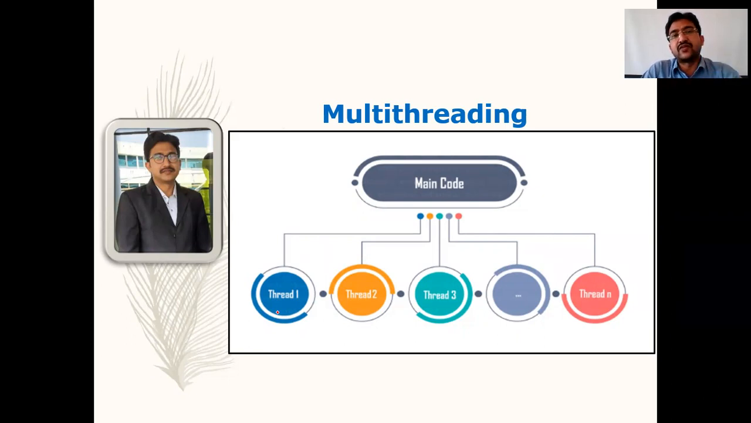So each method we can call here a thread. To perform the addition, thread 1 will take care of that. To perform the subtraction, thread 2 will take care of that. To perform the multiplication, thread 3 will take care of it. To perform the division, thread 4. This is one of the best examples we can say.